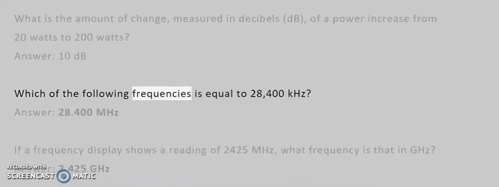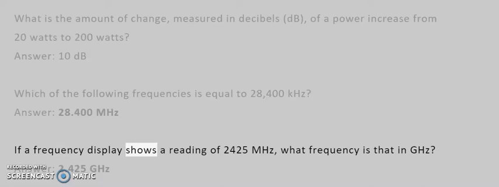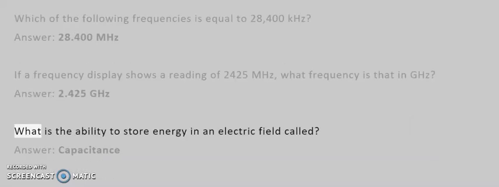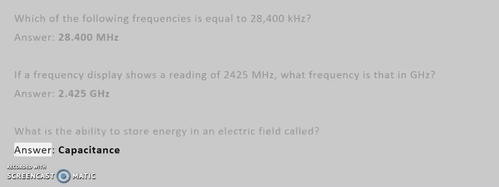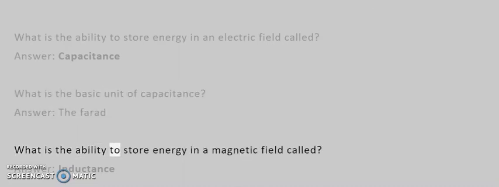Which of the following frequencies is equal to 28,400 kHz? Answer, 28.400 MHz. If a frequency display shows a reading of 2,425 MHz, what frequency is that in GHz? Answer, 2.425 GHz. What is the ability to store energy in an electric field called? Answer, capacitance. What is the basic unit of capacitance? Answer, the farad. What is the ability to store energy in a magnetic field called?